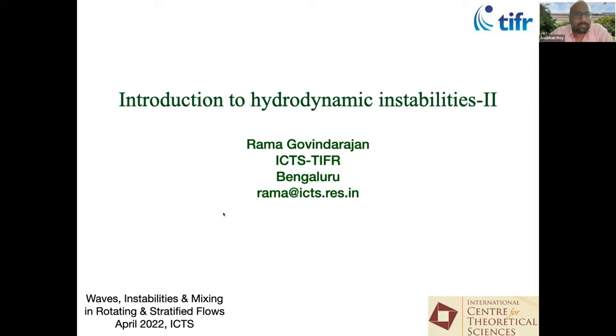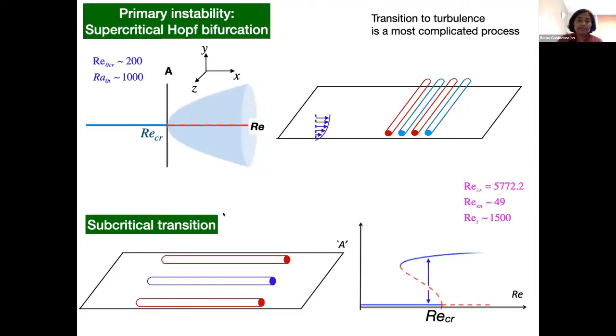Okay, so I'll start with a brief recap of yesterday so that if somebody didn't attend, they won't get fully lost. And it also helps to recap in any case. So we were talking about different kinds of bifurcations which happen in flows and take the flow towards turbulence. And we also discussed that transition to turbulence is a most complicated process.